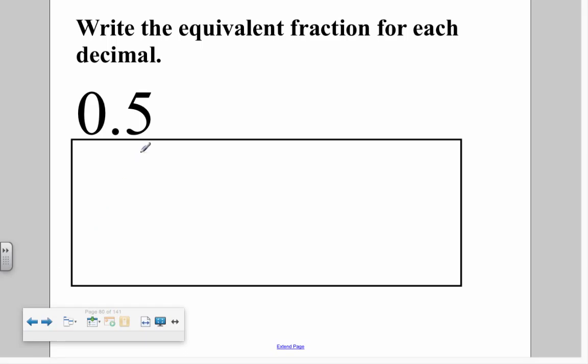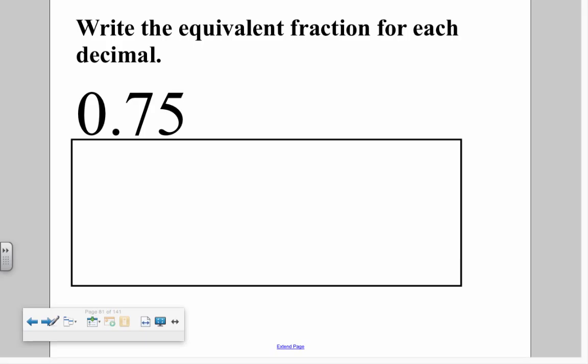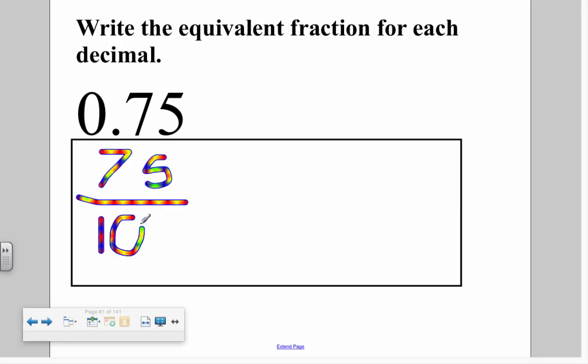0.5. Many of you already might know that off the top of your head, but it's 5 over 10 because 0.5 is in the tenths place. If you divide both of those by 5, you will get 1/2. 0.75. Many of you already might know this too, thinking about quarters. What fraction is it? 75 over 100, because we end in the hundredths spot. If I divide both of them by 25, I will get 3/4.